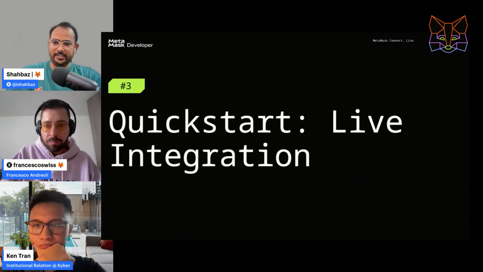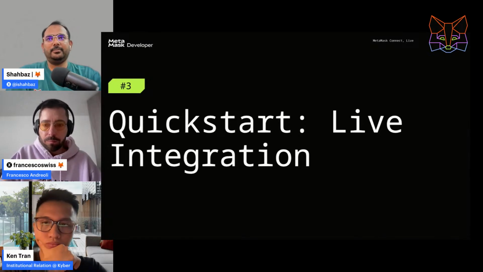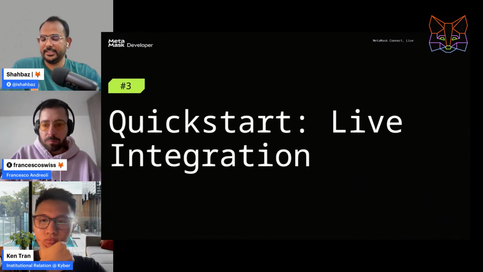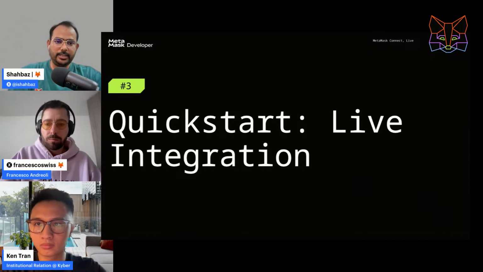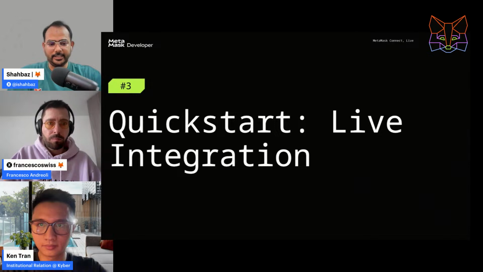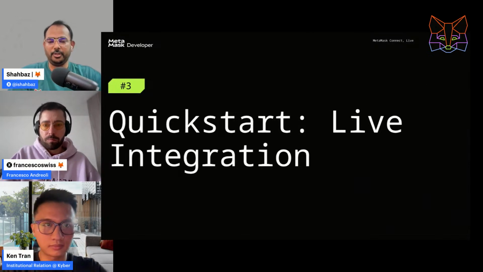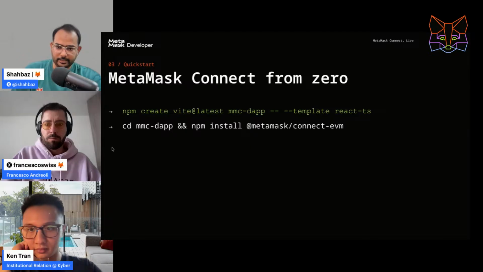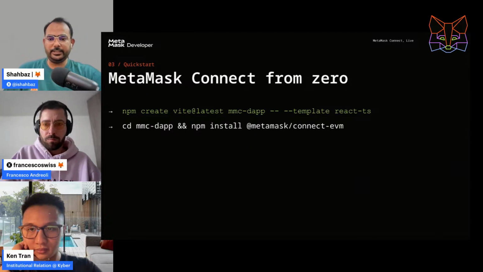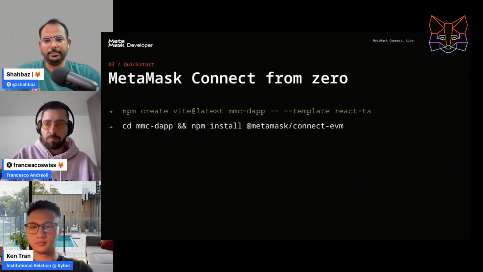Let's see it from the human lens first, and then we'll also try to see it from the AI lens. We have built MetaMask Connect to make sure the whole thing is consumable for humans as well as for agents. The easiest would be to just do the npm create repo. If you move one slide above, it's very simple: you do it through either npm or pnpm.